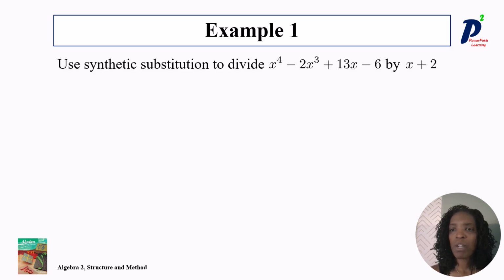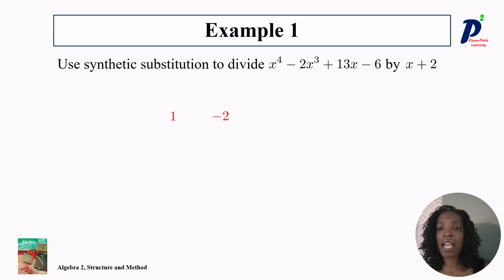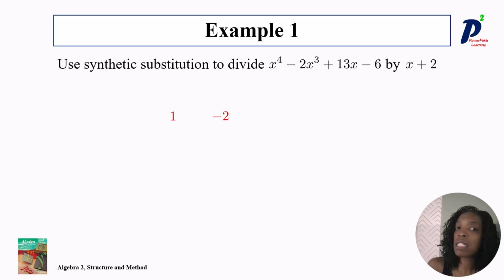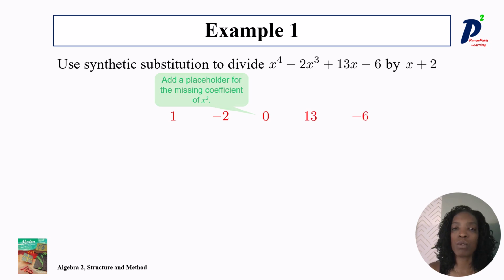If you feel ready, try this one on your own. And if you need more instruction, follow along with me. First, let's add our coefficients. The coefficient of x to the 4th is 1, x to the 3rd is -2, but we don't have a coefficient for the x squared term because it's 0. So we need to add a placeholder.